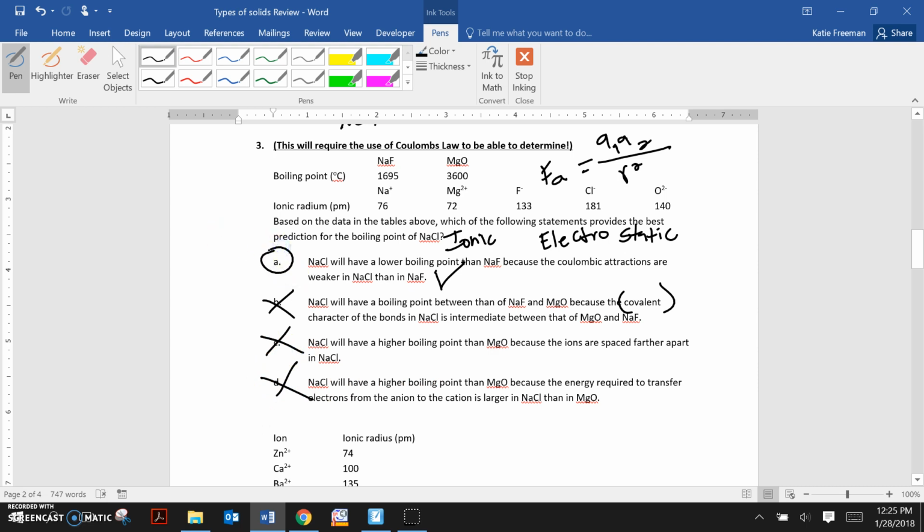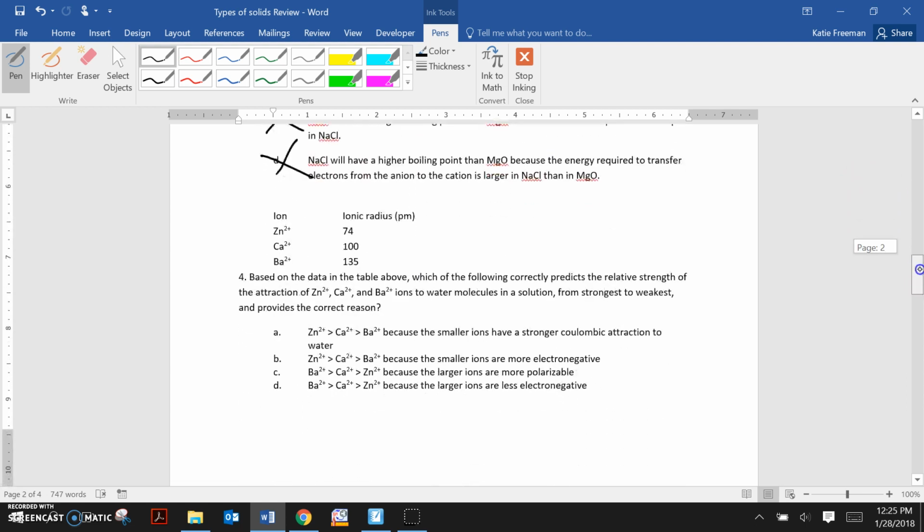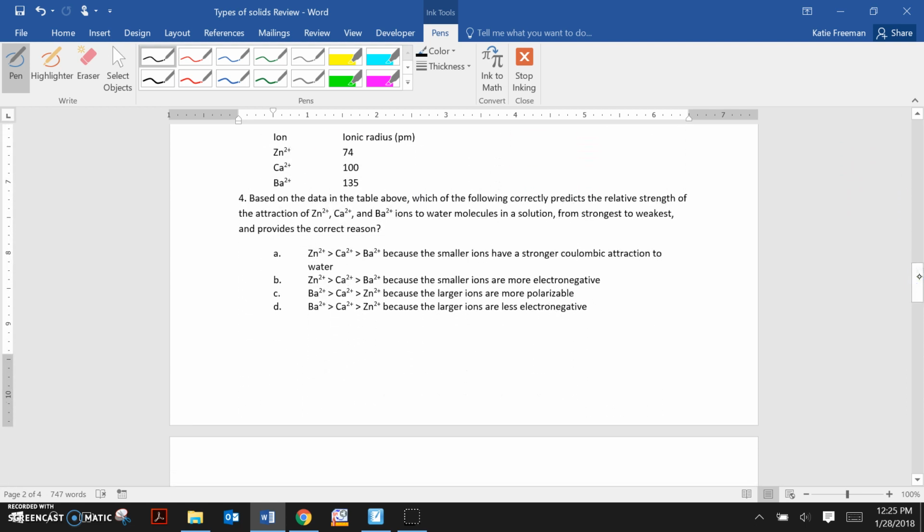Okay. Next one's also going to be dealing with Coulomb's law. Again, it hasn't gone anywhere. It is still something you need to be able to utilize. So based on the data above, which of the following correctly predicts the relative strength of attraction of the zinc ion, calcium ion, and barium ion with water. First and foremost, this question does not belong on this worksheet, and I'm sorry, I'm just now realizing it. I'm going to go ahead and leave it on there because it's something you can answer.